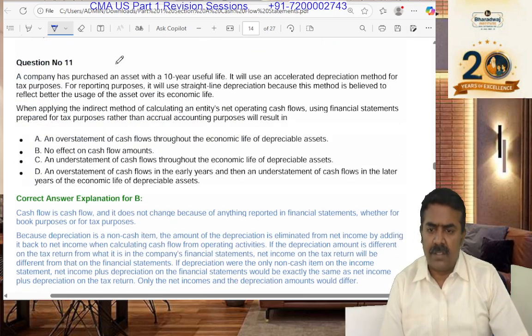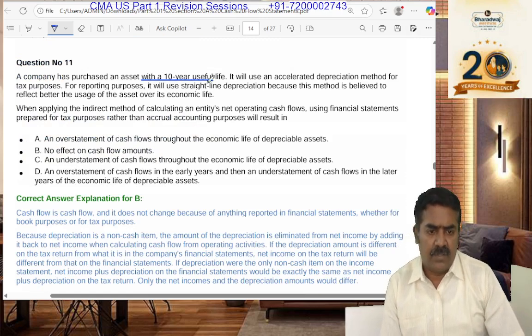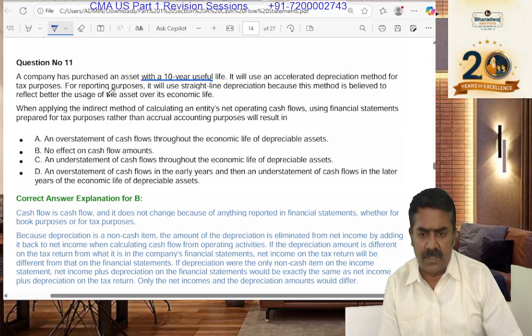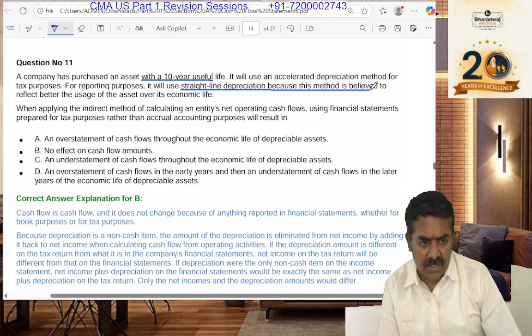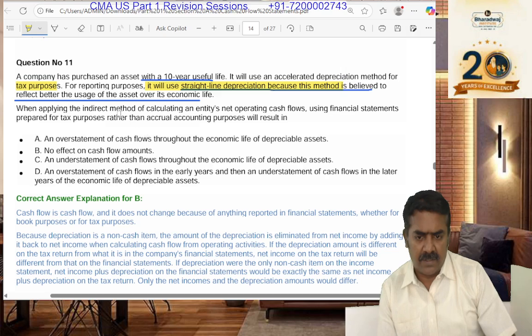Question number 11. A company has purchased an asset with 10 years useful life. It will use the accelerated depreciation method for tax purposes. It will use straight line method because this method is believed to reflect usage of the asset based on economic life. Accelerated method for tax purposes, SLM for what? Accounting method. While applying indirect method for calculating net operating cash flows, using financial statements for tax purposes rather than accounting purposes will result in what?